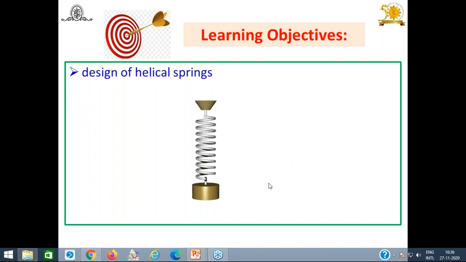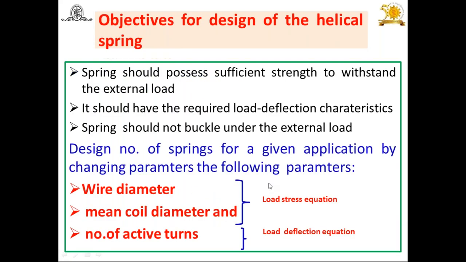But how to start, how to design a helical spring, that is important. For that purpose, the main objective for design of the helical spring, first of all, one important point that we have to take into account is that the spring should possess sufficient strength to withstand external load. That should be one of the criteria while designing it. Then the second criterion, required load deflection characteristics. You know very well that if you increase the load, the deflection increases in proportion. Whatever the area under that curve, you will get the energy stored in the spring also, as might be discussed by Professor V.K. Patil. This is the requirement, I need the required load deflection. And the third important point, the spring should not buckle under external load. These are the main three objectives or criteria that we have to take into account while designing the helical spring.